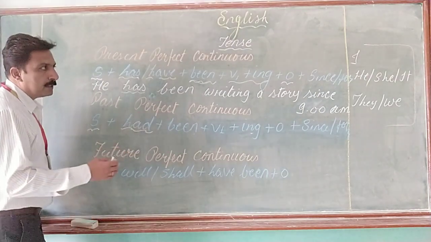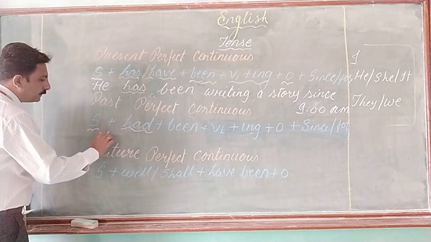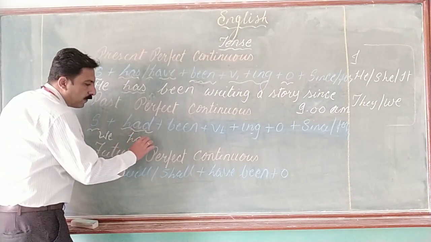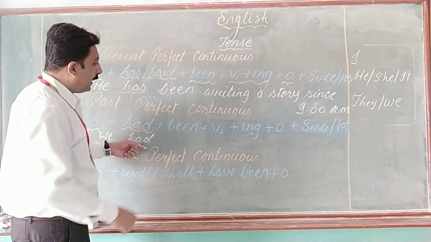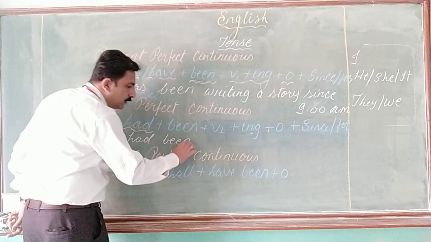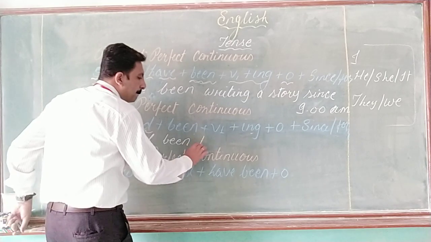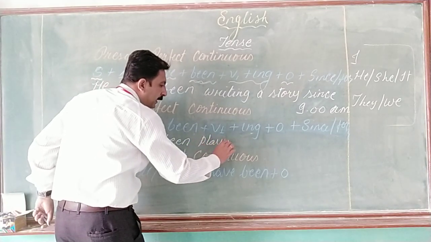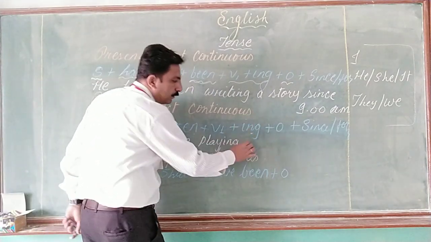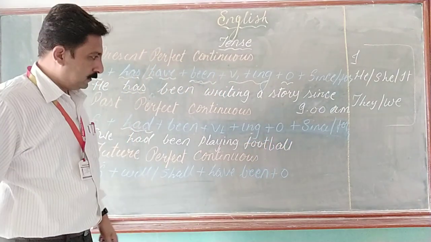So I can choose one subject from that. I'm using this time we. We is our subject. After we, had. This is perfect. Now for continuous, been and the ing form. We had been playing. What had we been playing? This time we can take football. We had been playing football.